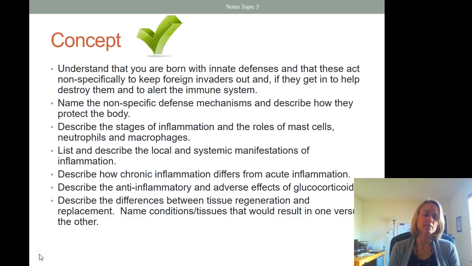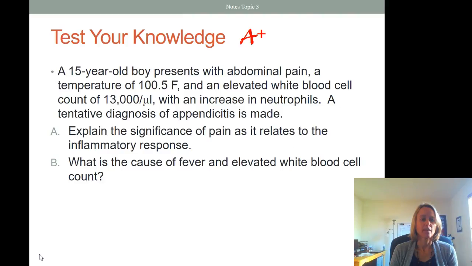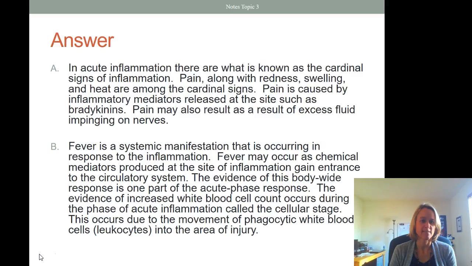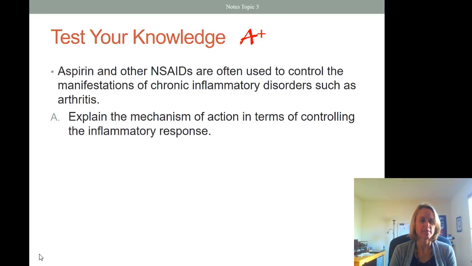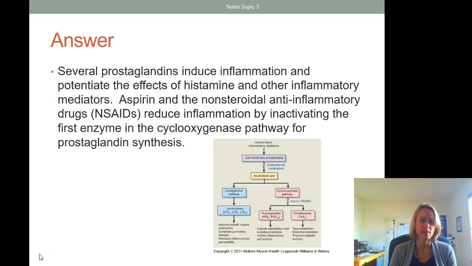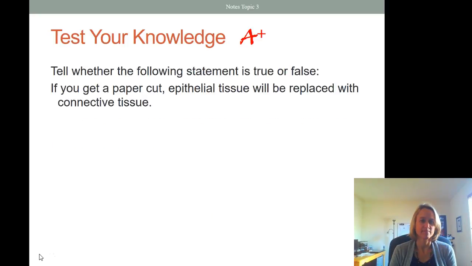Please take a few moments to look over the concept check questions, as well as read the test your knowledge questions and the following answer. Another test your knowledge, and answer. I'll go ahead and read this one.